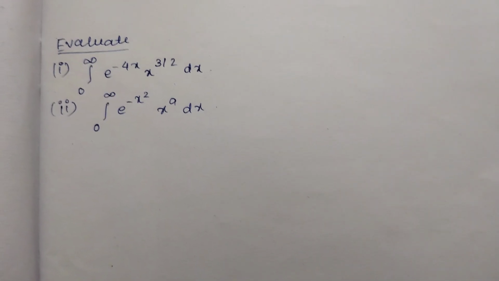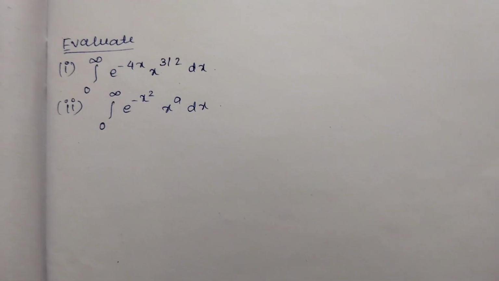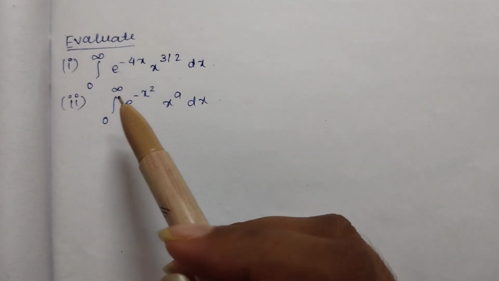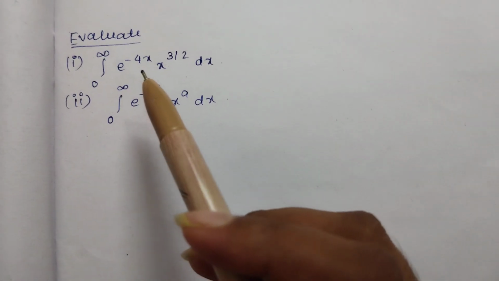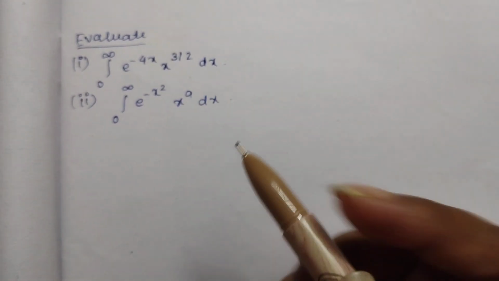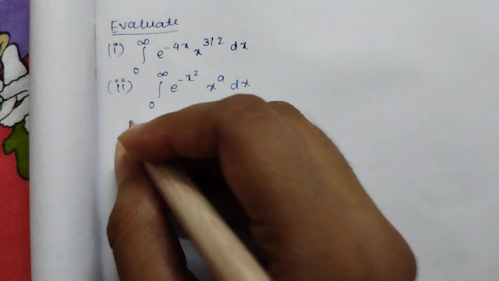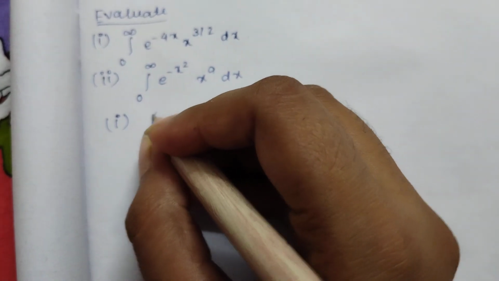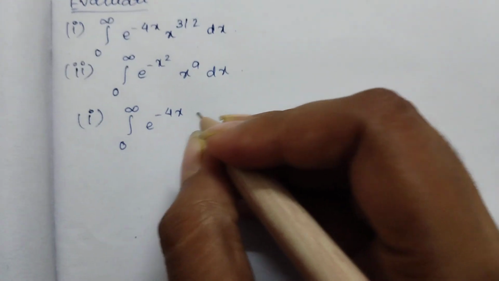Hello everyone. Let's take a look at two problems from beta and gamma functions. Let's look at problem number 1: integration from 0 to infinity of e to the power minus 4x into x to the power 3 by 2 dx. So, let us first try to solve question number 1. I'm going to first write down the question.